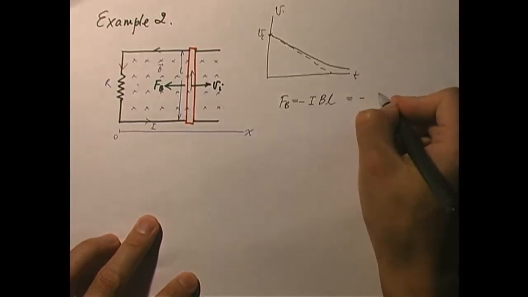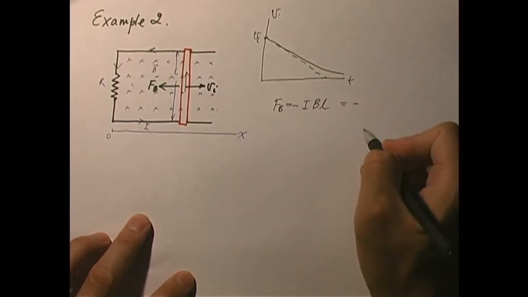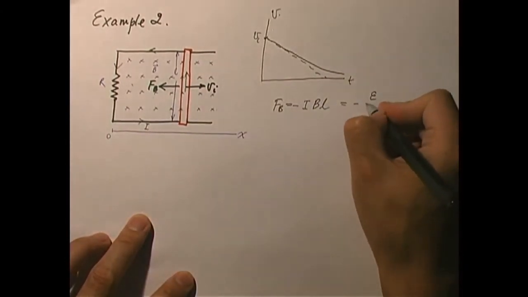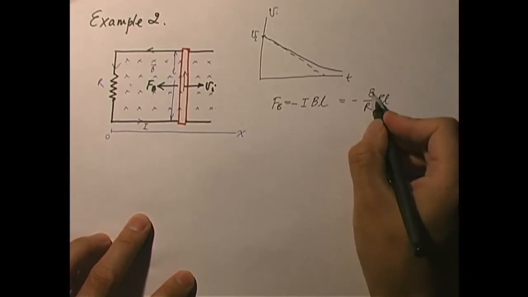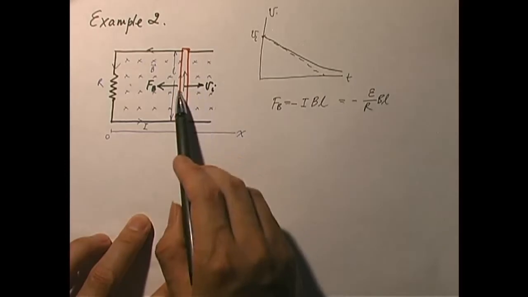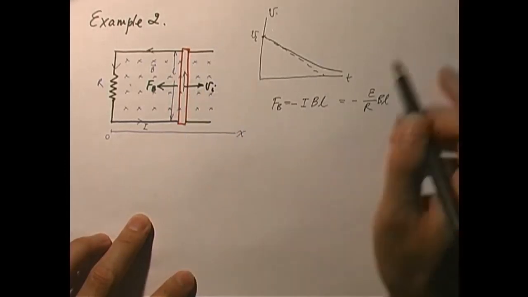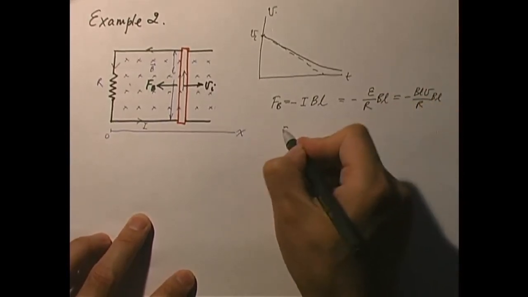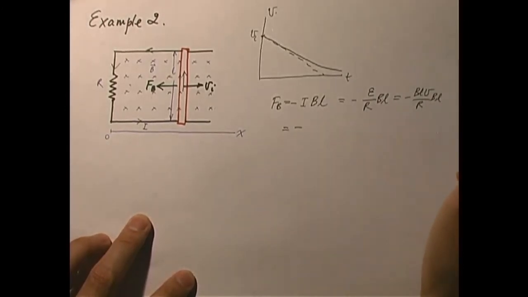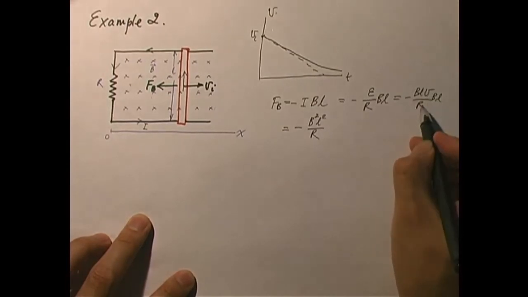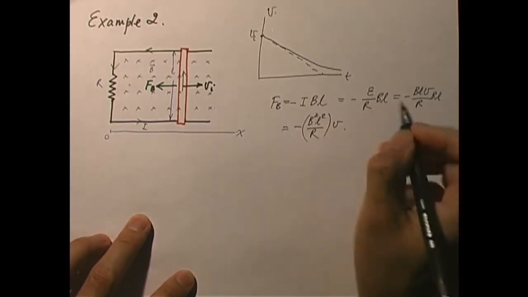And let us write down the expression for I. I is epsilon over R. Again, epsilon is the EMF in the bar. R is right here. Epsilon over R times BL. And epsilon is what? Epsilon is VLB, right? V is the speed, L is the length, B is the magnetic field. So it's negative BLV over R times BL again. So just reviewing the previous problem, negative B squared L squared over R times V. It's proportional to V.